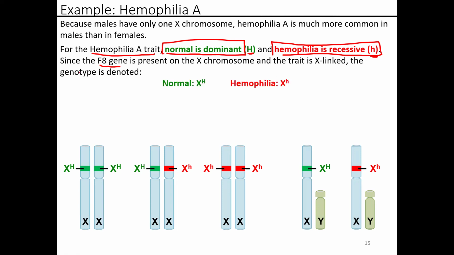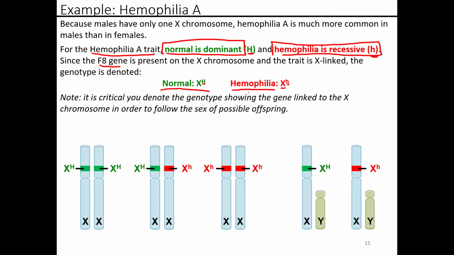So again, since the F8 gene is present on the X chromosome and it's linked, this is how we're going to write it. You can see to represent normal, whenever we have an X, it's going to be our X, and then our superscript, which is big H, which is going to denote a normal person. When it comes to hemophilia, again, it's X-linked, so it's only following the X chromosome, and then we would have a little h. Okay, so looking at this is how you would write this.